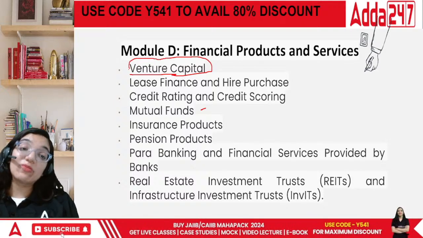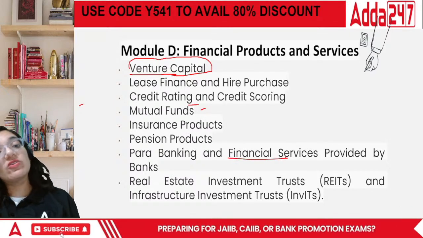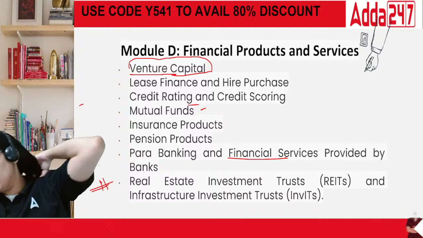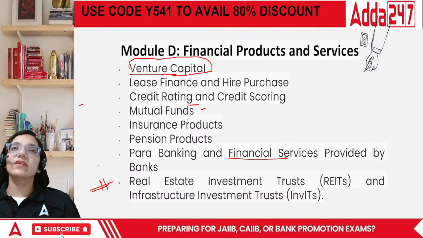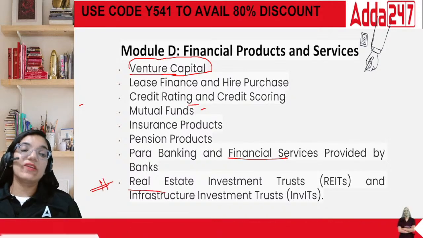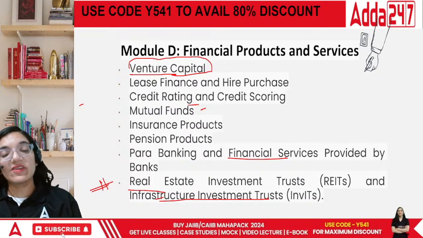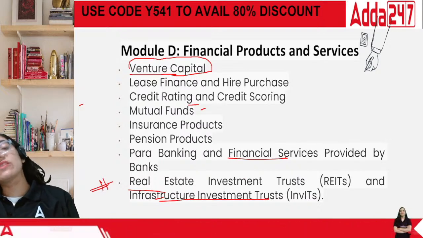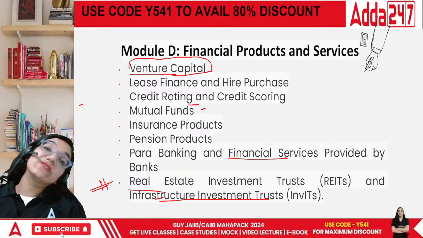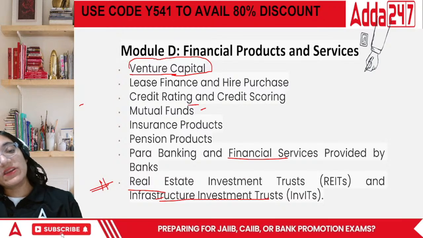Insurance products, pension products. They have also given para banking and financial services. Then they have also included the latest investment trusts which have been created. This is very new. I would say it has been 6-7 years maximum that these have been introduced. So this is real estate investment trusts and infrastructure investment trusts. When people are not able to individually put money in real estate or infrastructure, they put it mutually together, a certain small amount of money. When the number of people increases, the fund increases, and that fund is further invested into real estate, or in the second case, into infrastructural development. That is to be covered under this area.